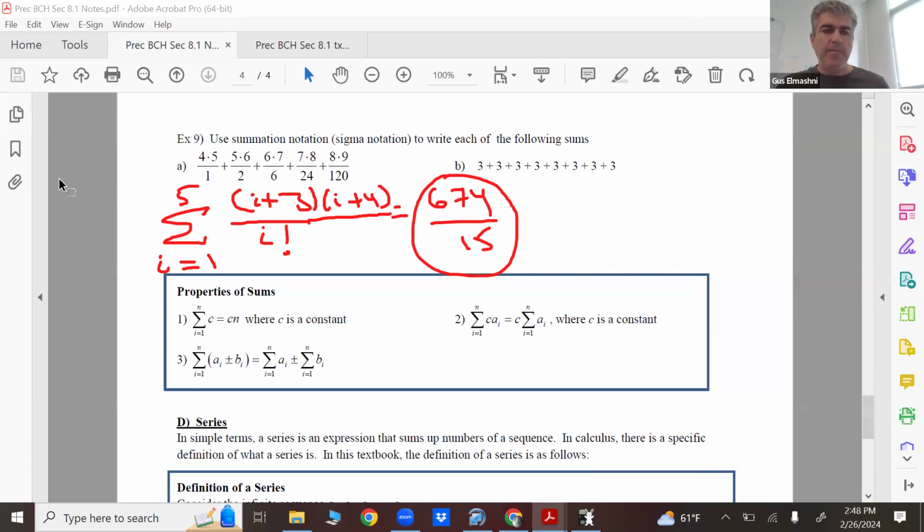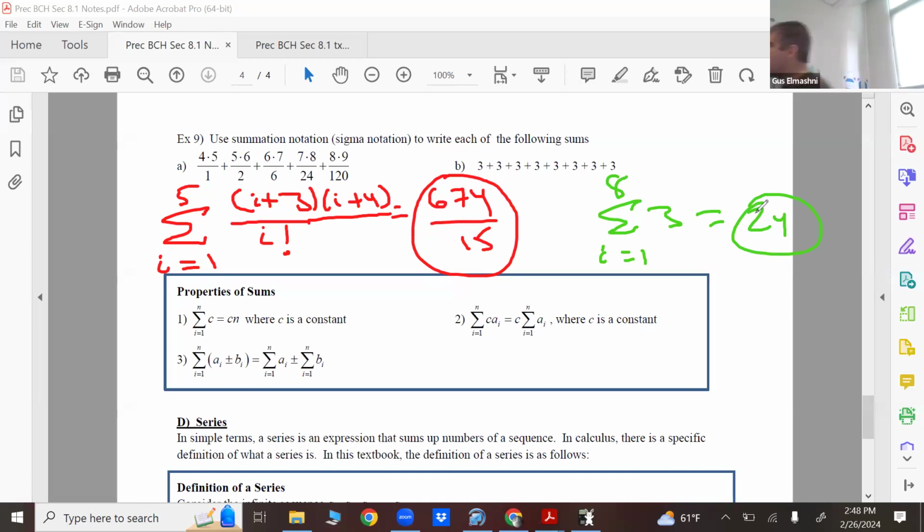Now for the next one, how many 3's do I have? 8, right? So you can see i equals 1 to 8, and just 3 straight up. I know the answer is 24. But if you just put a 3 straight up, all this means is I want the 3 straight up 8 times. So i equals 1, my term is 3. i equals 2, my term is 3. i equals 3, my term is 3. i equals 4, my term is 3. Up to i equals 8, every single term is 3. 8 times. So that's it.